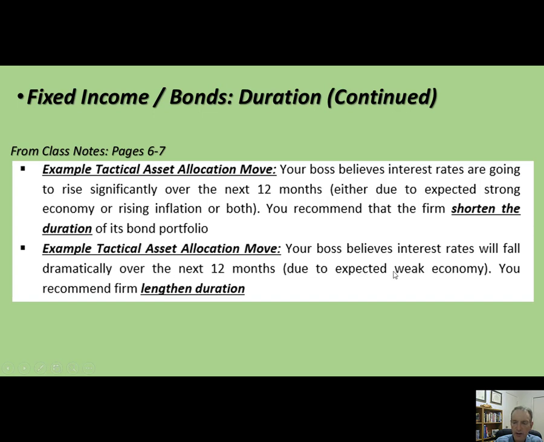Example of a tactical move is your boss believes interest rates are going to fall dramatically over the next 12 months, maybe because she thinks there's going to be a recession. Then you want to lengthen duration. You want to go out further on the curve, because if interest rates fall, remember that 8-year bond duration portfolio, and I said interest rates fall 150 basis points, then you want to go out further so you get more price appreciation.